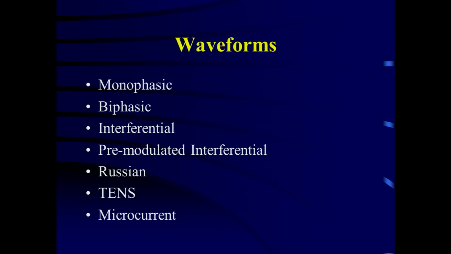Waveforms. These are the various waveforms. You can use monophasic, biphasic, interferential, pre-modulated interferential, Russian, TENS and microcurrent. We will skip TENS; we will see Russian, which uses certain frequencies. Interferential uses two waves, and the difference will be the frequency: like a 1000 hertz wave and a 1100 hertz wave, and the difference, 100 hertz, will be there. You know monophasic, biphasic, right. In all our cases we used biphasic, we did not use monophasic.